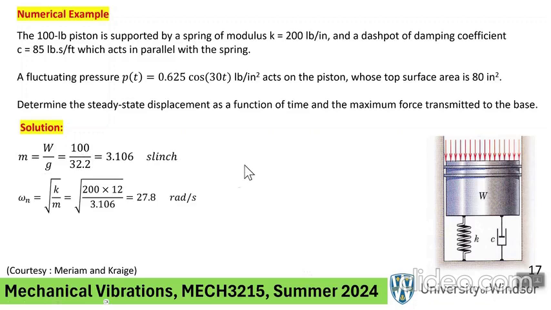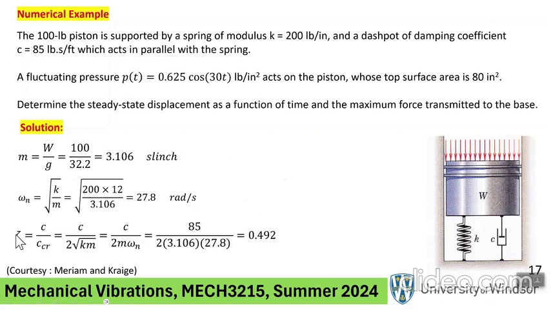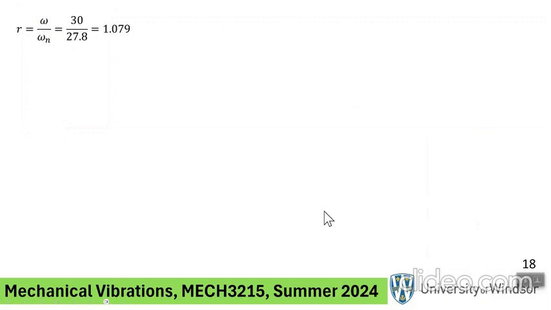So we have the square root of k over m. Now remember, because we are using feet as our unit, then this 200 pound per inch should be corrected to be in terms of pound per foot. So we have to multiply this thing by 12. So that's okay. Rad per second. And zeta, the damping coefficient, is C over C critical. So we put the stuff in here. We know everything that we need. We find the zeta, and we move on.